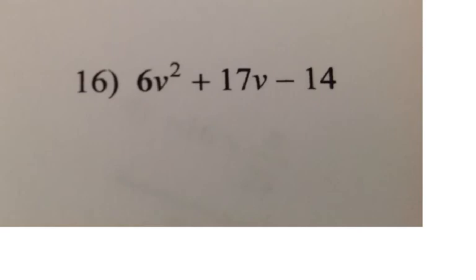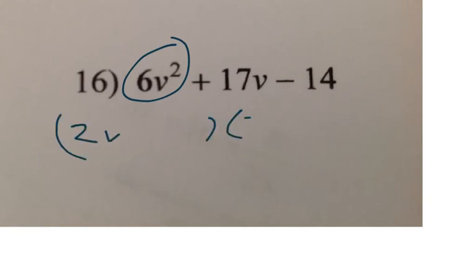Okay, now this one, of course, is different, right? See how I have 3 terms. I have a v squared, a v, and a number. So this one, guys, we're going to factor with parentheses, right? We're going to do FOIL backwards. So let's start with 6v squared. Isn't 6 2 times 3? So I'm going to go 2v times 3v. Okay, now what about the 14 at the end? 14 is normally 2 times 7, right? So let's try 2 times 7 and see what happens.